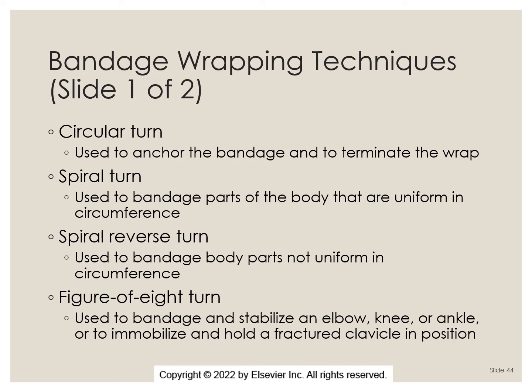Spiral turns are used to bandage parts of the body that are uniform in circumference, such as the upper arm or upper leg. A spiral reverse turn is used to bandage body parts that are not uniform in circumference, such as the lower leg or forearm. Figure 8 turns are used to bandage and stabilize an elbow, knee, or ankle, or to immobilize and hold a fractured clavicle in position.